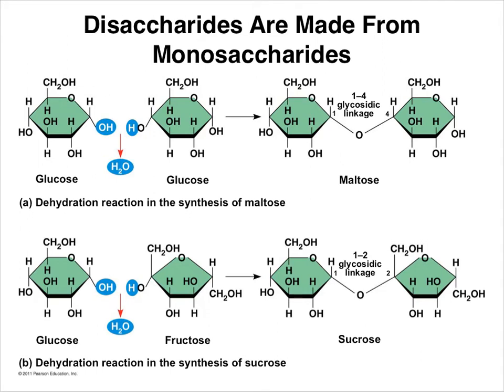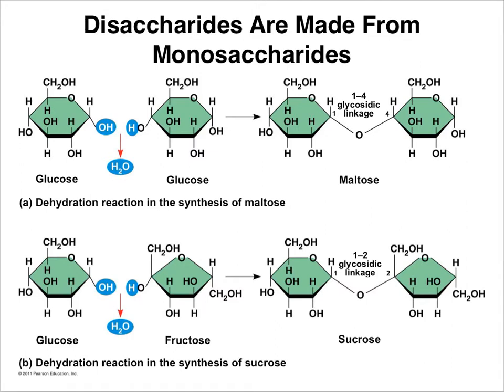Disaccharides, remember, these are polymers. They're made from monosaccharides. So glucose is a common monosaccharide. You put two glucoses together, you get maltose. You put glucose and fructose together, and you get sucrose, which is a common table sugar. Both of those are put together using dehydration synthesis reactions. And the linkage, the bond that links the two sugars together, is called a glycosidic linkage. Remember, glyco means sugar, so basically that just means a sugar linkage.